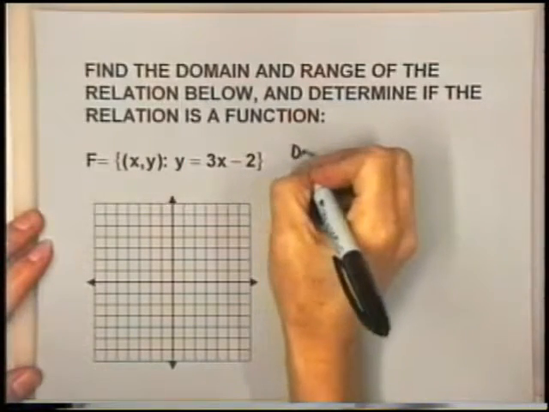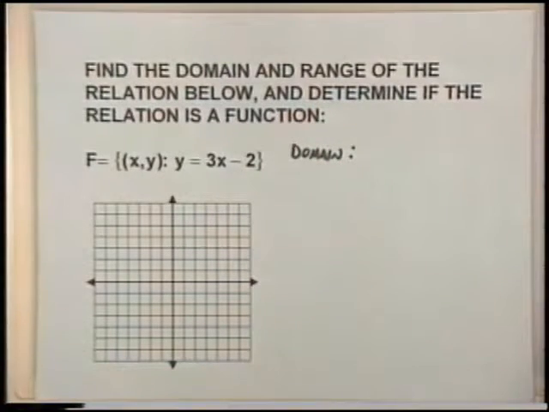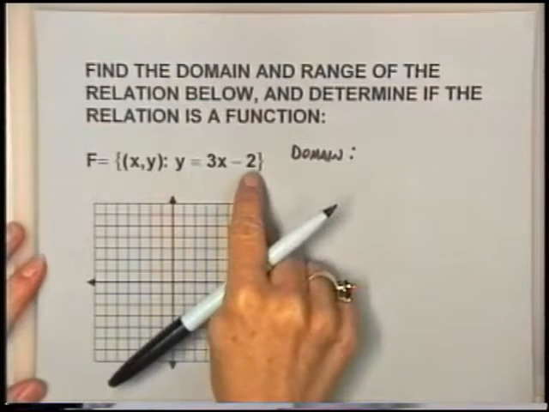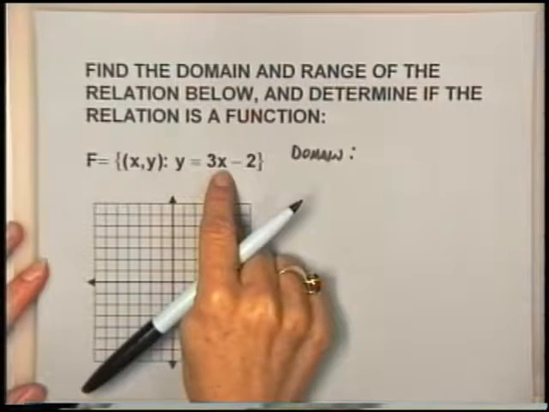So generally what we do is this. If there is no domain specified, we assume that the domain consists of all real numbers for which the given equation would be defined. So you might want to look at this equation and think about how we're going to choose x, which will be our first coordinate here. What kind of numbers can you choose for x? Is there any restriction on that?